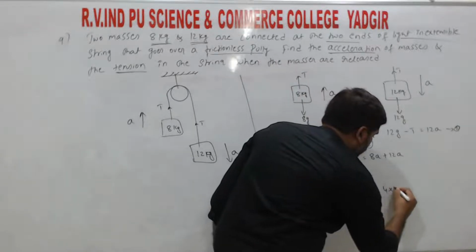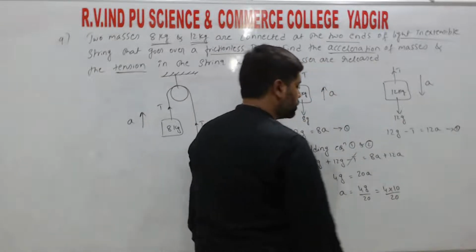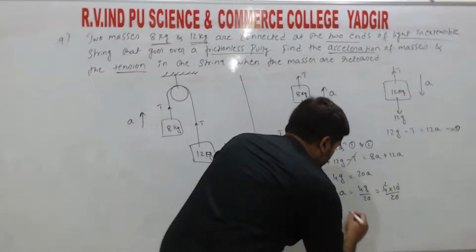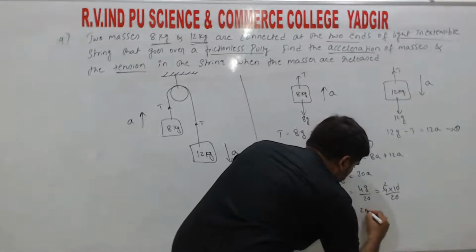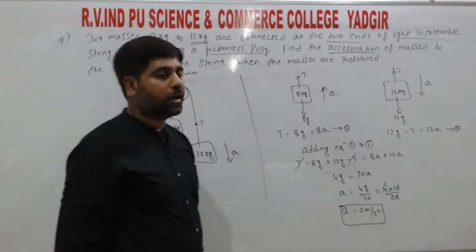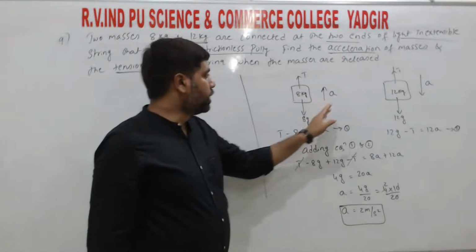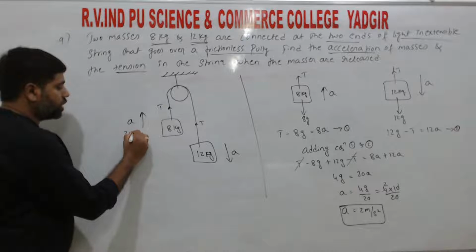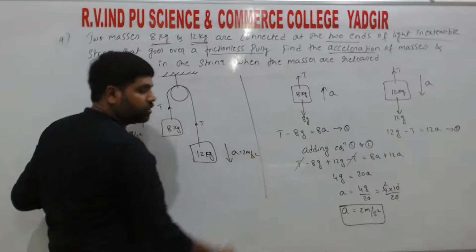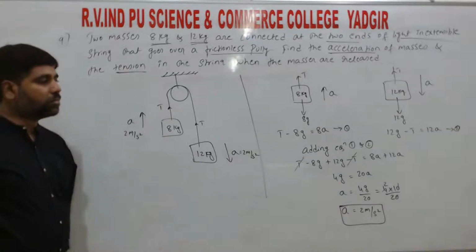So 4 into acceleration due to gravity, we can take that as 10 for simplification purposes. So the zeros get cancelled. So 2 2s are 4. a is equal to 2 meter per second square. Right? So we can find the acceleration of the masses. So ಇಲ್ಲಿ 2 meter per second square ಅಲ್ಲಿ ಮೇಲ್ಗಡೆ ಹೋಗ್ತಾ ಇದೆ, ಕೆಳಗಡೆಗೂ ಕೂಡ 2 meter per second square ಅಲ್ಲೇ ಕೆಳಗಡೆ ಬರ್ತಿದೆ. So that's the acceleration of the masses, right?